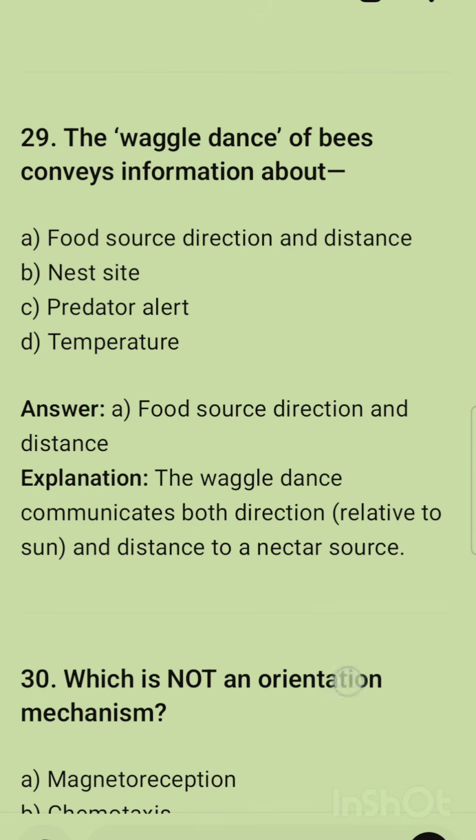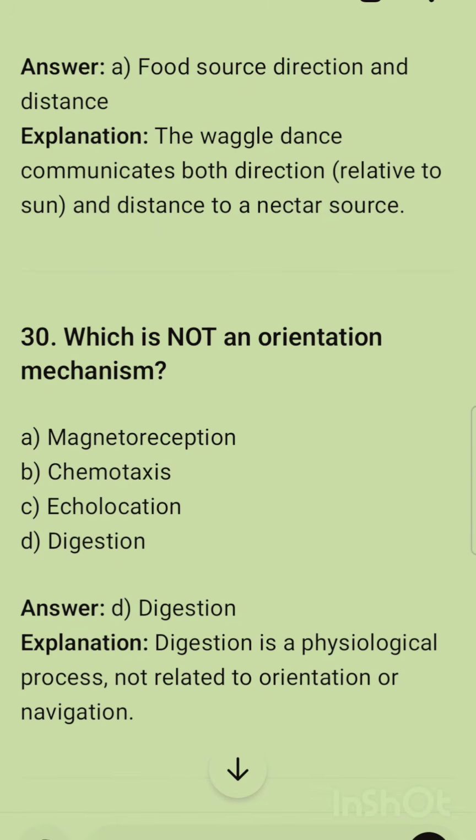And the last question is which is not an orientation mechanism? Options are magnetoreception, chemotaxis, echolocation, and digestion. The correct option is digestion.